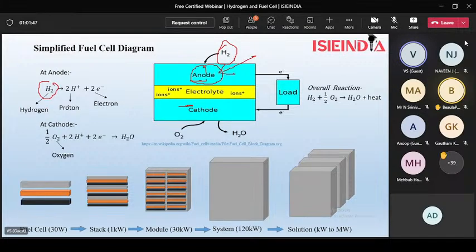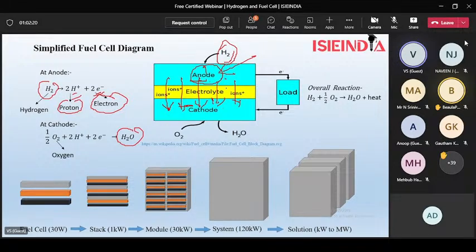split into proton and electron. Like we can see from this equation, the hydrogen is being split into proton and electron, and the positive part, the proton, passes through the electrolyte and goes towards the cathode, combines and results in water. So H2 is being supplied at the anode, and the hydrogen separates into electron and proton.